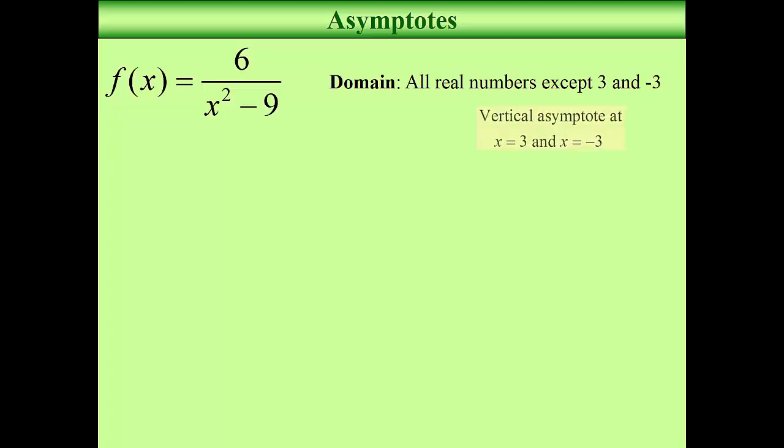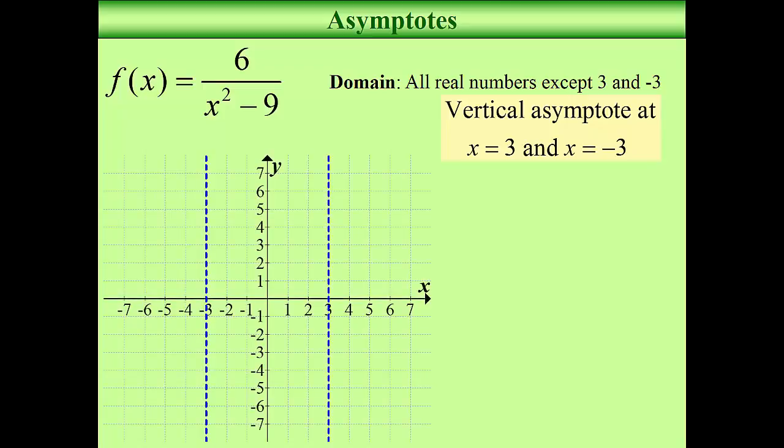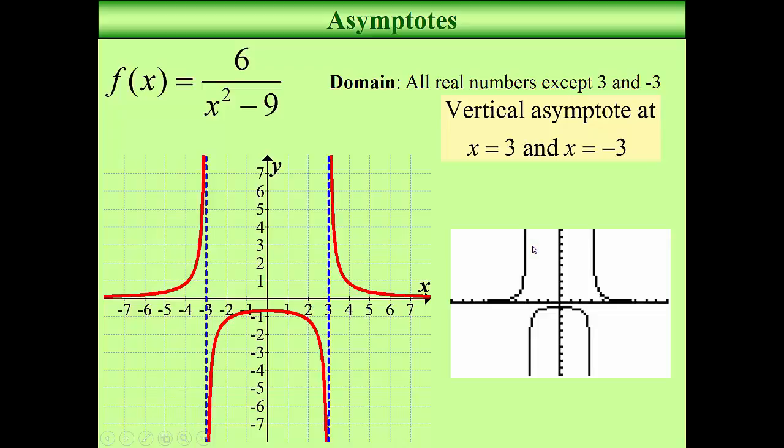This function has asymptotes at both 3 and negative 3. Now I won't go through the graphing of this by hand. You can type it into your calculator if you type it properly and see that the graph is going to look like this. Again, I have constructed the blue lines to indicate that those are asymptotes. There is no answer there, and the graph goes up and down along the asymptote. It just doesn't touch it.